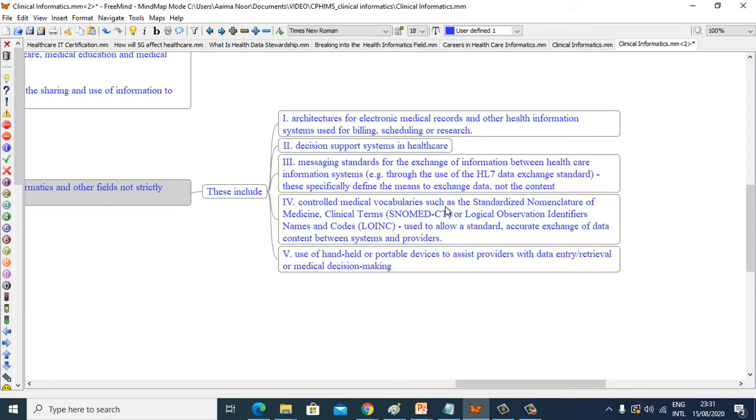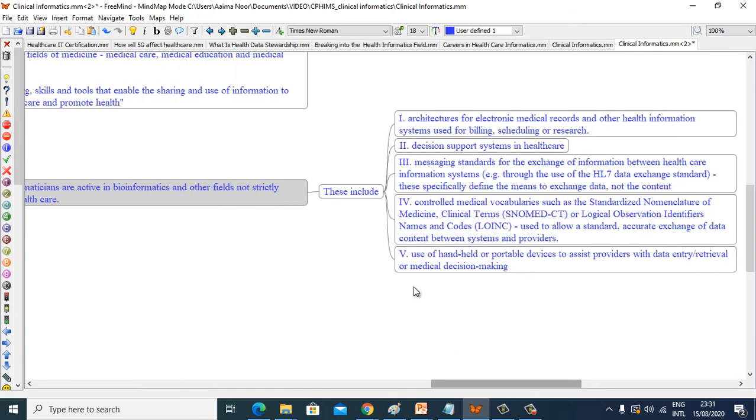Controlled medical vocabularies such as Standardized Nomenclature of Medicine Clinical Terms, SNOMED CT, or Logical Observation Identifier Names and Codes, LOINC, used to allow standard, accurate exchange of data content between systems and providers. Use of handheld or portable devices to assist providers with data entry, retrieval, or medical decision making.